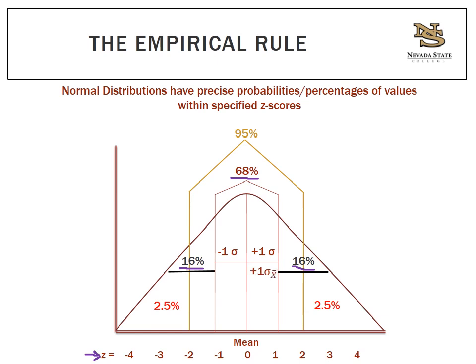Also notice that this applies to the sampling distribution as well, but instead of saying 1 standard deviation above the mean, we would say 1 standard error away. So 68% of sample means are within 1 standard error of the population mean. 95% of sample means are within 2 standard errors of the population mean. And only 2.5% of sample means would be more than 2 standard errors above the mean, and only 2.5% of sample means would be 2 or more standard errors below the mean.